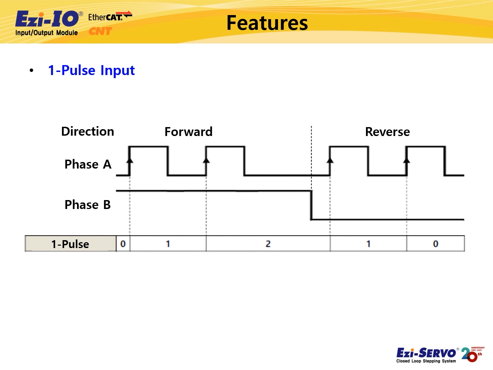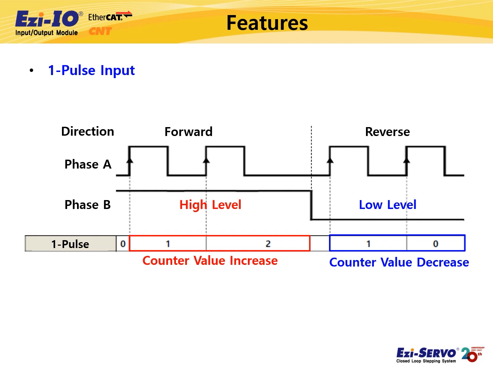Second pulse input method is one pulse input. In case of one pulse input, the count is executed from the rising edge of the A phase signal, and the B phase signal orders the count direction. If the B phase signal is high level, the counter value increases, and if the B phase signal is low level, the counter value decreases.